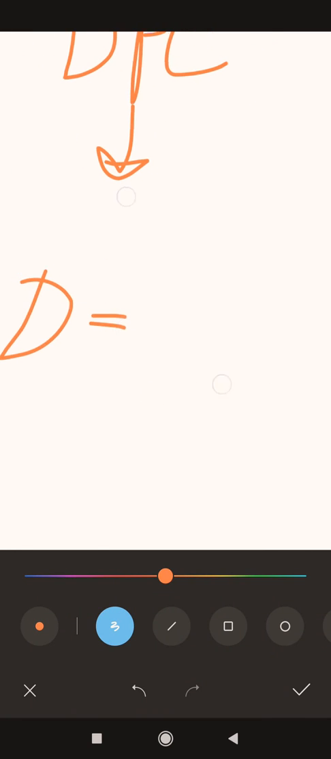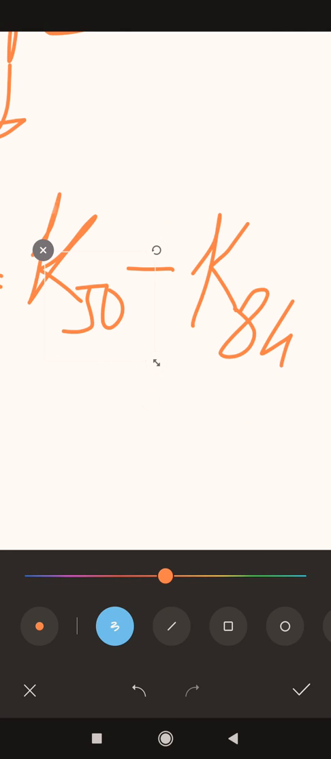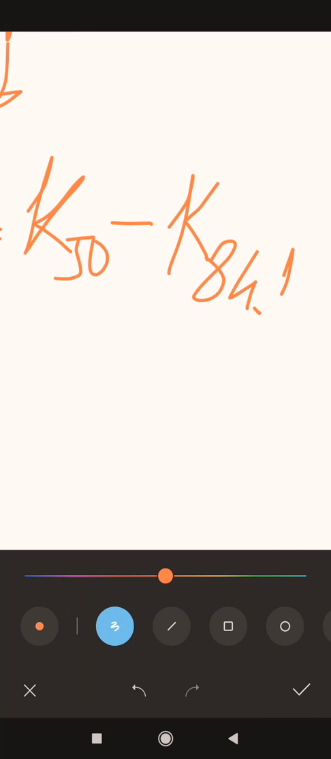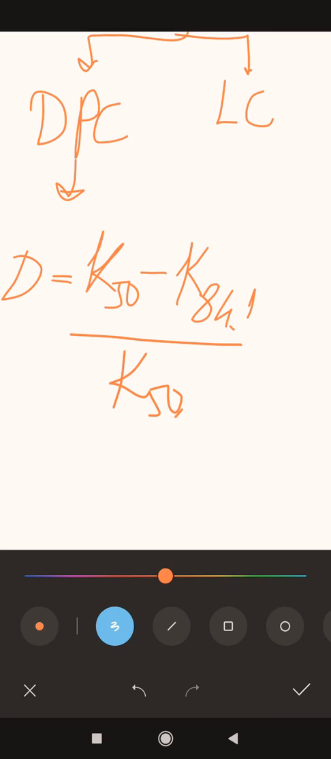The Dykstra-Parsons coefficient is generally given as K50, the value of permeability of core samples which has greater than 50% of the thickness, minus K84.1. Why is the 84.1 value taken? Because that is one standard deviation away from K50. So the Dykstra-Parsons coefficient is defined as K mean, or K50, minus K one standard deviation away from the mean, that is K84.1, upon K50.